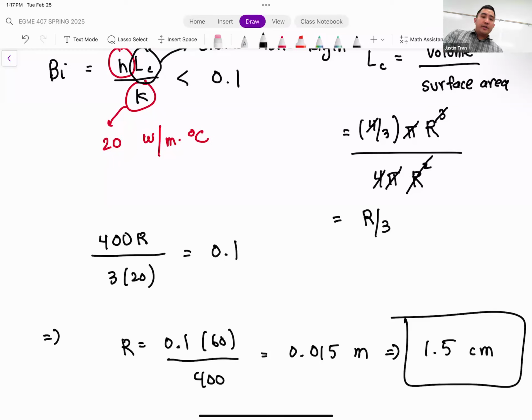All right, so what this is telling us is that the radius of our thermocouple can be at most 1.5 centimeters in order for the lump capacitance method to be valid. It could be less than this, so you can have a thermocouple with a radius of 1 centimeter and still be fine. But the biggest it can be is 1.5 in order for us to use our lump capacitance.